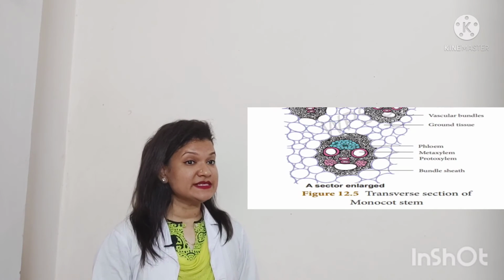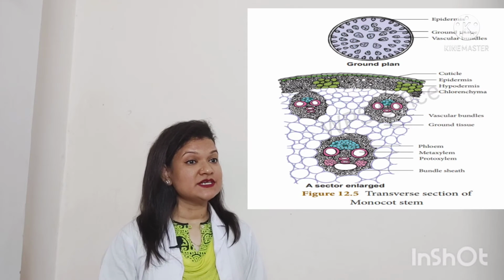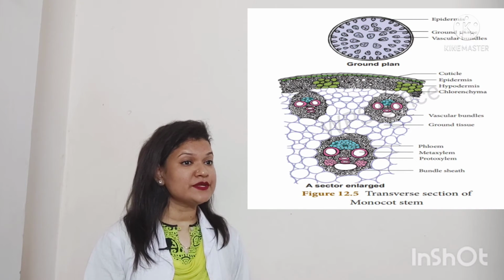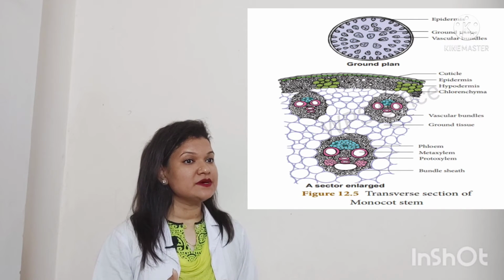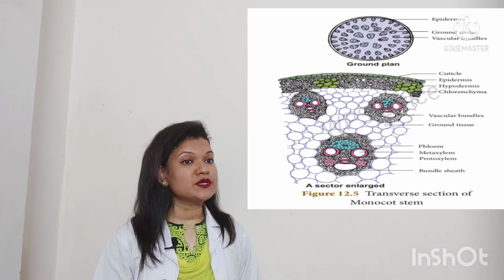So this is the figure of vascular bundles. This is the figure of monocot stem. Here, as you can see, beside the vascular bundle, I will tell you about some characteristics of monocot stem.